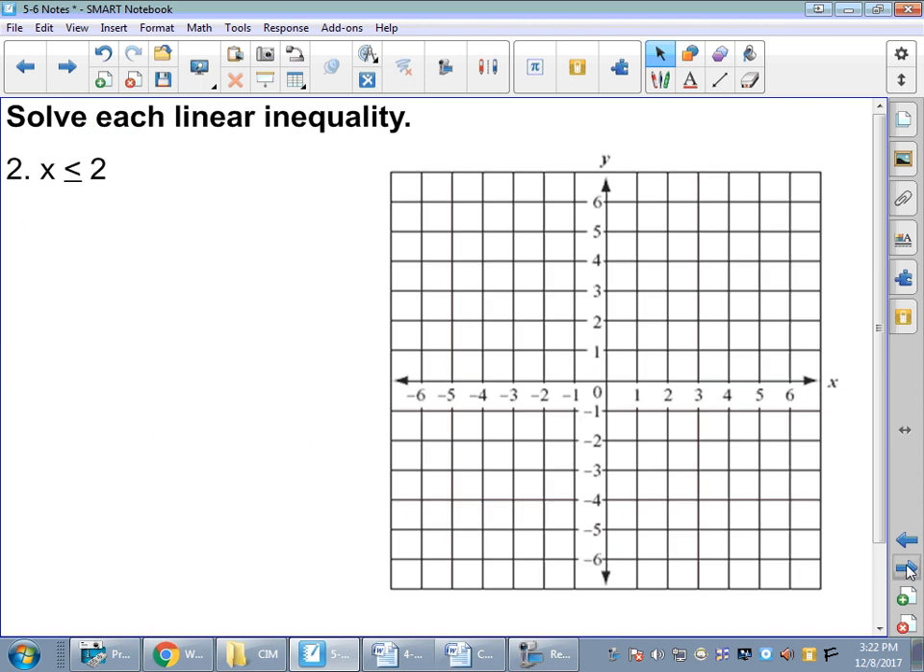X less than or equal to 2. This is one of those one variable terms. We always struggle with these. There is no slope for these. So I'm going to graph the equation x equals 2.